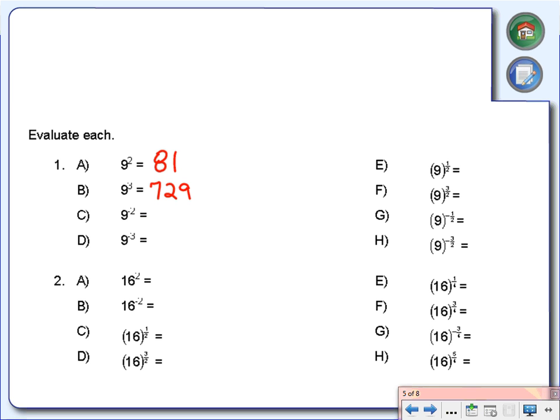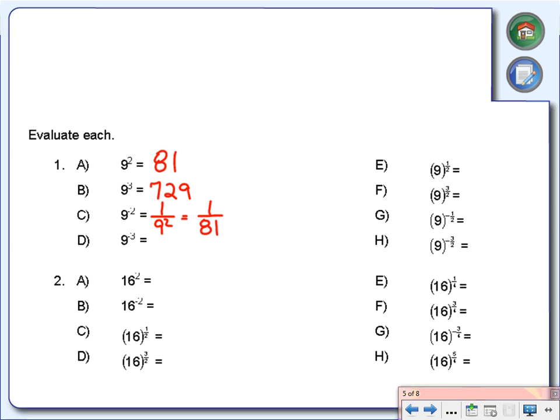C, 9 to the negative 2 power. Are we allowed to have negative exponents? No. So what do we do to fix it so that it's not a negative exponent? 1 over 9 squared. Well, that's not quite the answer either, because I need to square the 9. And what do you get when you square the 9? 1 over 81. So our final answer for C should be 1 over 81.